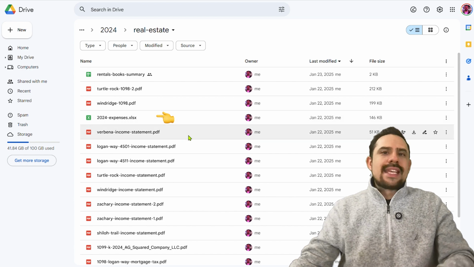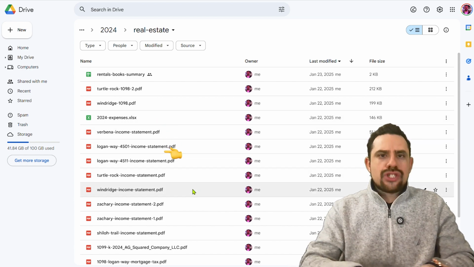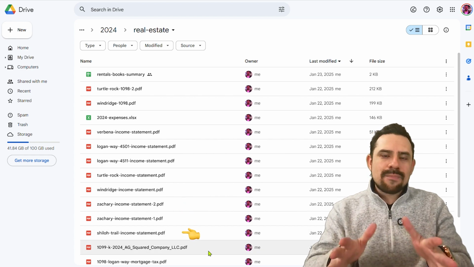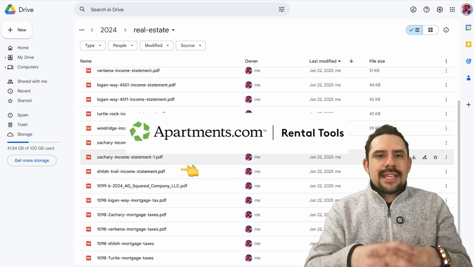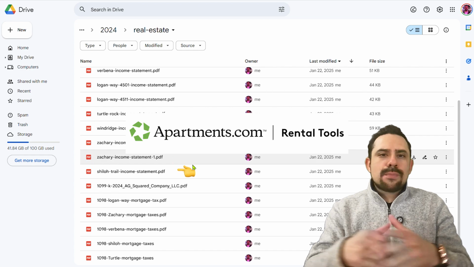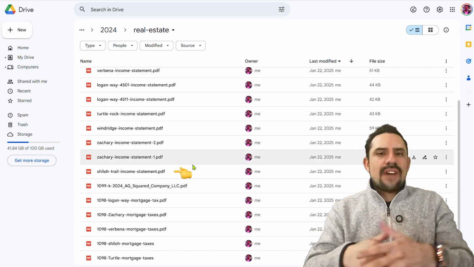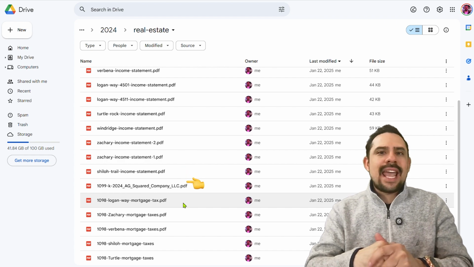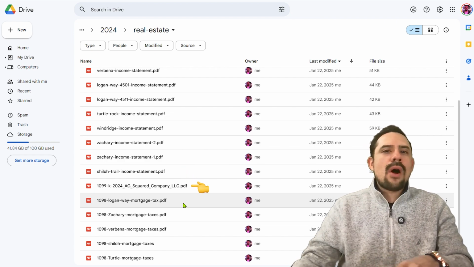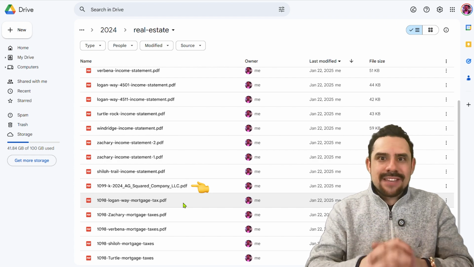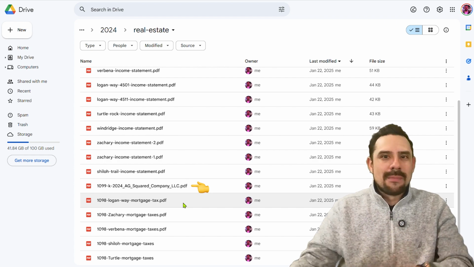Next file types are the income files, which are generated by the site I use to administrate all of my properties, apartments.com. These files show the total revenue per each property and are generated with just a click of a button. The next file type is the 1099K form, which is a form that apartments.com provides showing how much revenue I receive directly from renters through apartments.com.